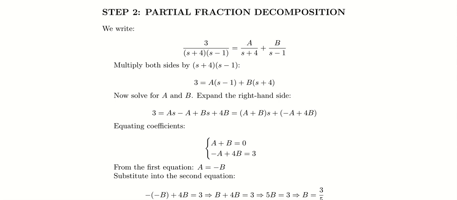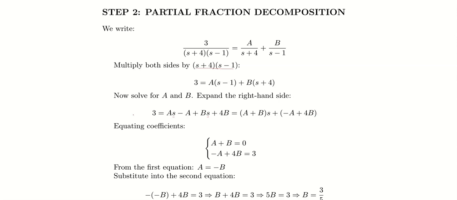Our goal is to solve for A and B, so we're going to multiply both sides by (s plus 4) times (s minus 1). So on the left side, the denominator cancels, and on the right side, we have A times the quantity (s minus 1) plus B times the quantity (s plus 4). I chose to multiply out the A. You have As minus A plus Bs plus 4B. I then factored out the s. That gives us (A plus B)s, and then the rest was negative A plus 4B.